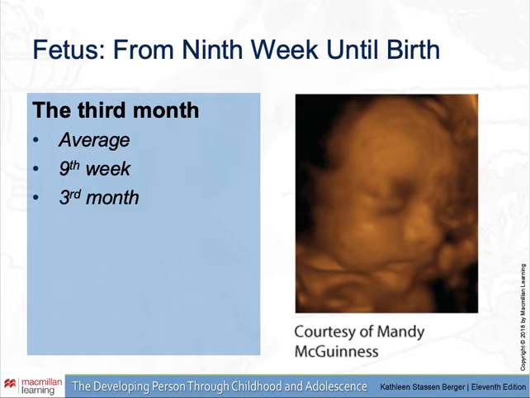During the 9th week, the SRY gene triggers development of sex organs. And at the 3rd month, neurological sex differences begin. By the end of the 3rd month, the sex organs are visible via ultrasound, also called sonogram, which is similar to an X-ray but uses sound waves instead of radiation.